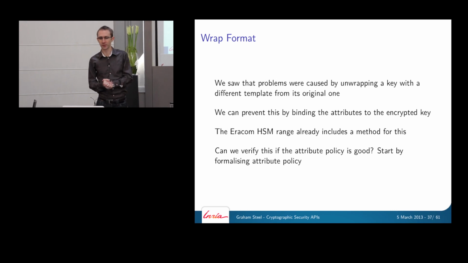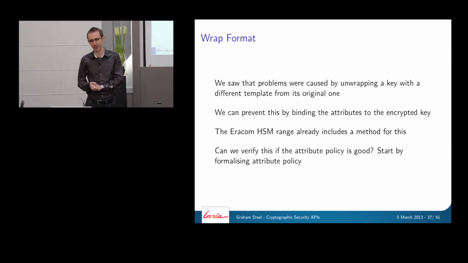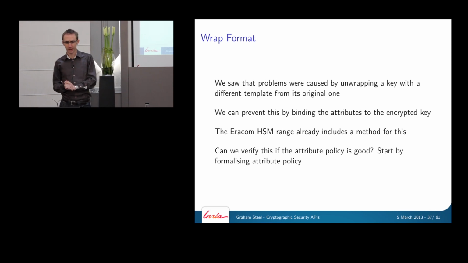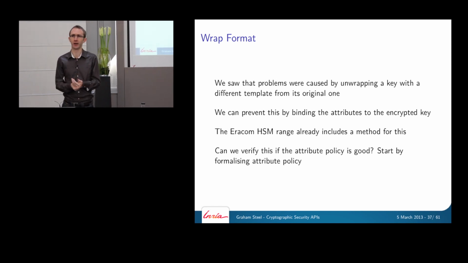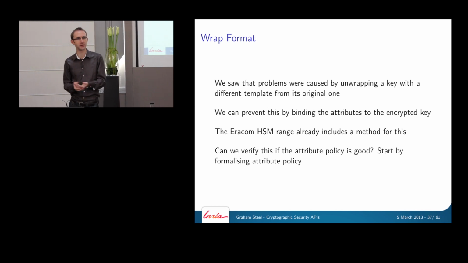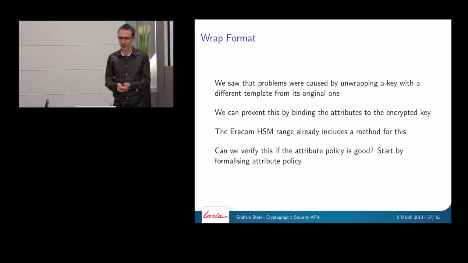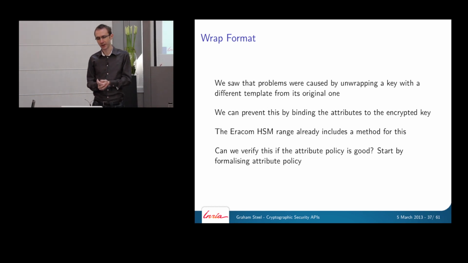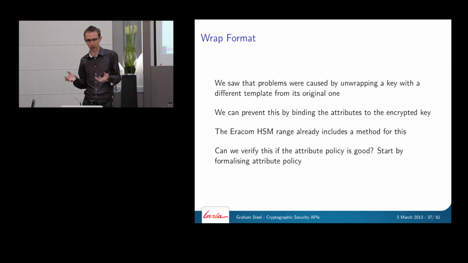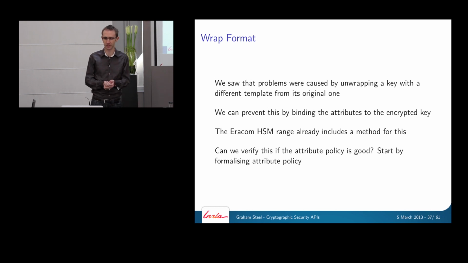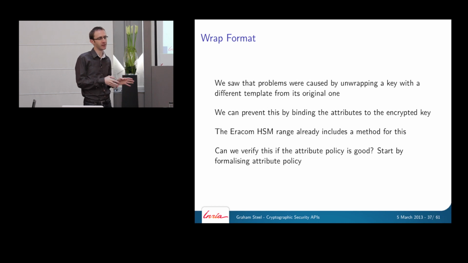And so one manufacturer of HSMs, in fact I should say SafeNet now since they bought Eracom several years ago, already includes a particular method for doing this, a proprietary extension to the PKCS 11 standard. So what we would like to do then is take this countermeasure and show when it's sufficient to give us a secure API. So how are we going to do that? Well, the first thing we're going to do is formalize the notion of an attribute policy. That is the notion of what kind of keys you're allowed to create and how you're allowed to change the attributes of a key.